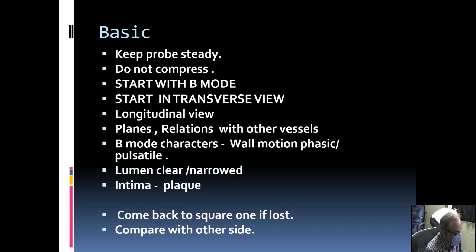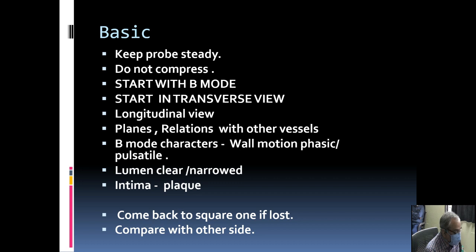Always start with B mode, always start in a transverse view and then follow in a longitudinal view. While doing the transverse view, you should make your left and right as per your convenience, so it should be seen as in the patient. For example, on the left of the screen, you should be able to see the right of the patient, as we always see by convention. Then we can go to a longitudinal view and identify the relations with other vessels.